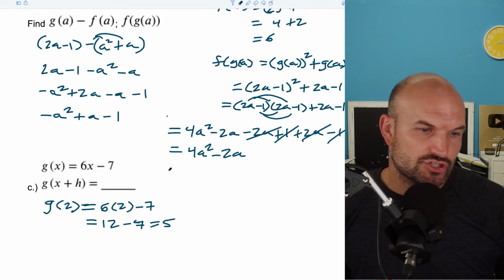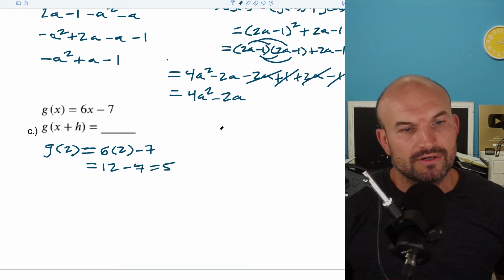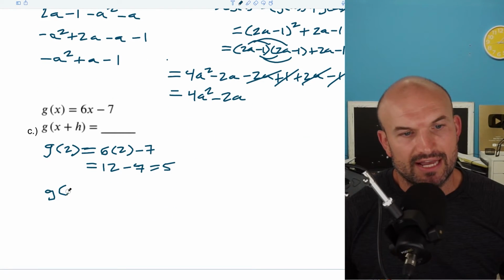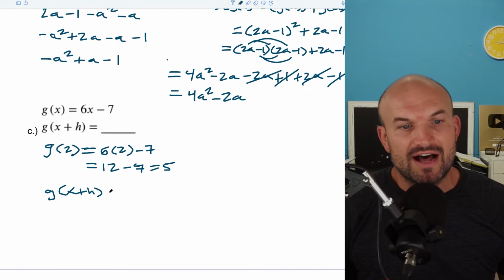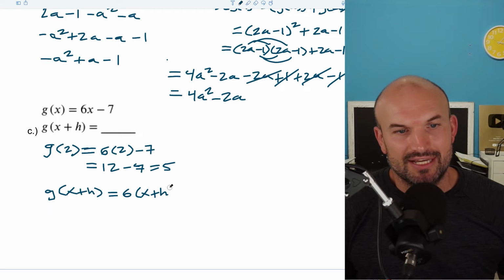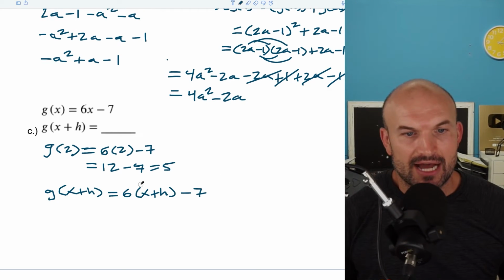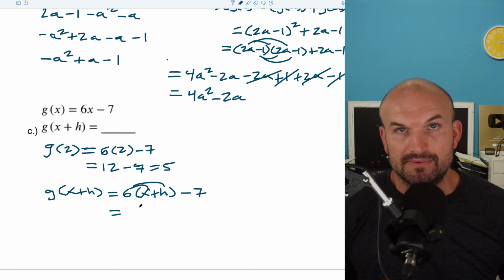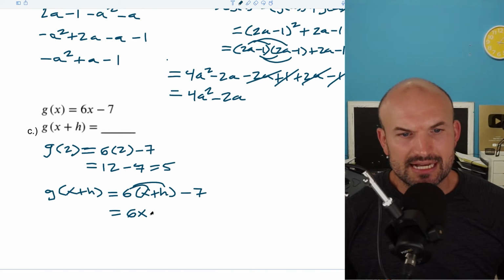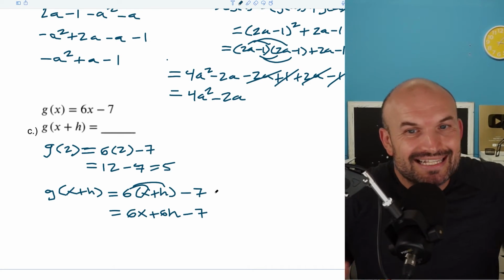And if I said, what about g of h of x or g of whatever? What if I did g of x plus h? Again, just follow the process. You plug in x plus h for your input variable, in this case x. That's going to be minus 7. Now, there's really nothing else I'm going to be able to simplify here. 6 times x is 6x. 6 times h is going to be 6h, and then minus 7. And that's basically it.